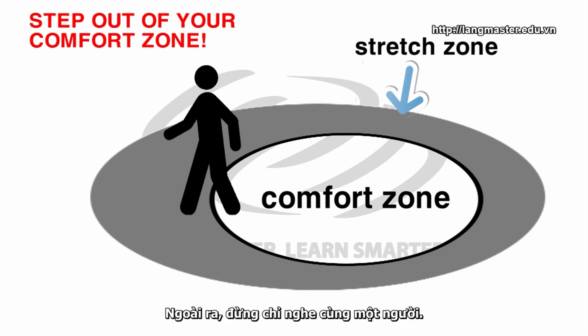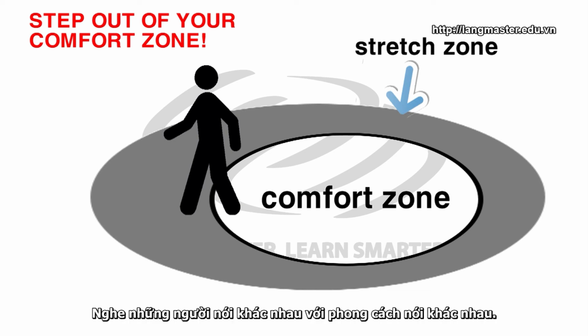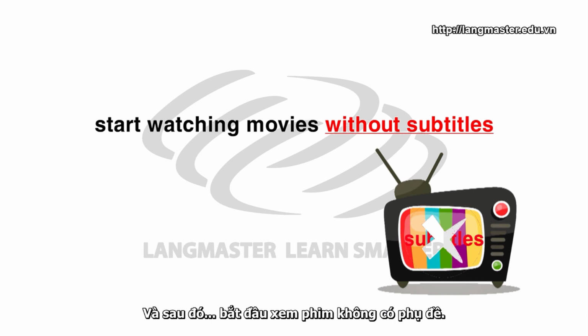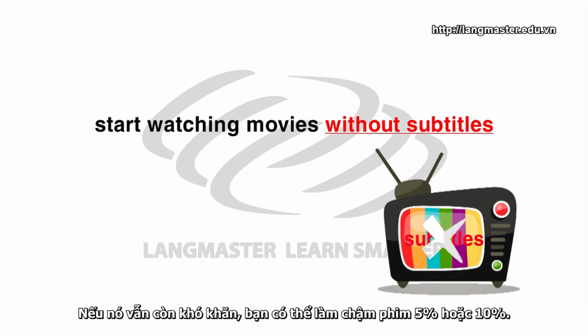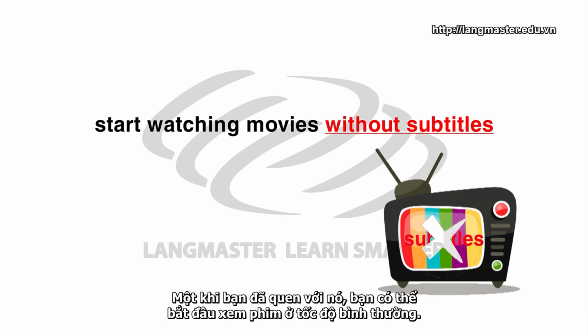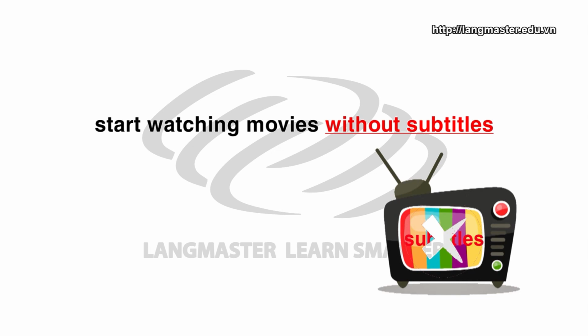Also, don't keep listening to the same person. Listen to different people with different speaking styles. And then start watching movies without subtitles. If it's still difficult, you can slow down the movie by 5% or 10%, or you can slow it down even more if you don't mind the slowness. Once you get used to it, you can then start watching movies at normal speed.